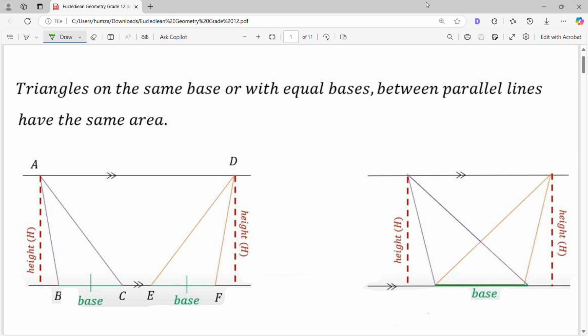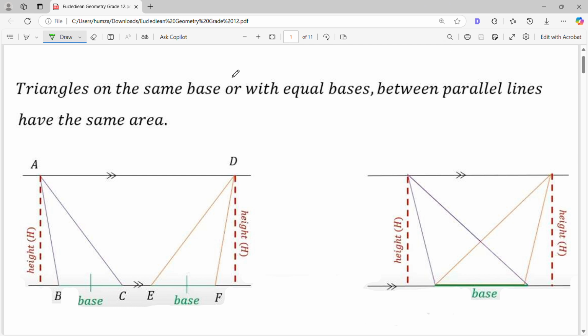Good morning. In this lesson, we will be looking at Euclidean geometry and more specifically proportionality in triangles. So the first thing that I need to tell you is number one, triangles on the same base or with equal bases between the parallel lines have the same area.